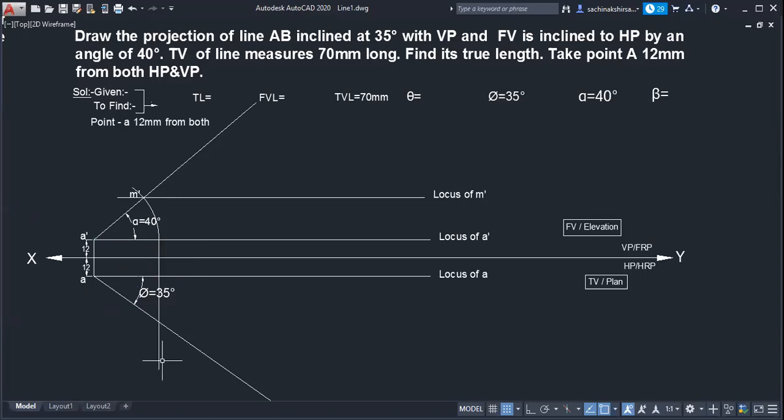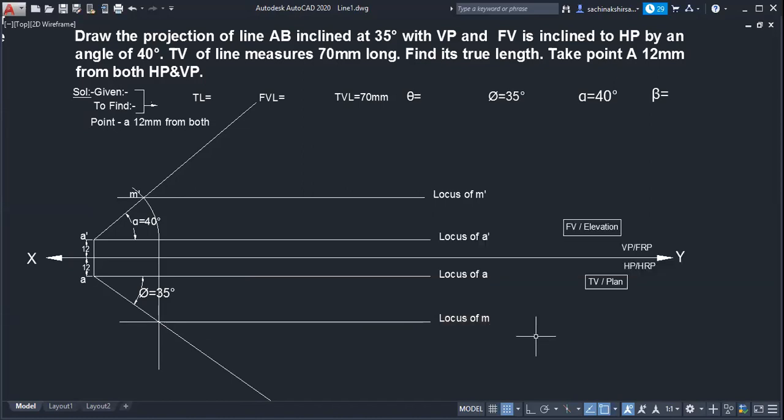Straight up to where? Up to the line of A, where it crosses, and there we draw the locus of M. Very good. Here I have to draw the locus. This will be the locus of M. The locus of M. Okay.